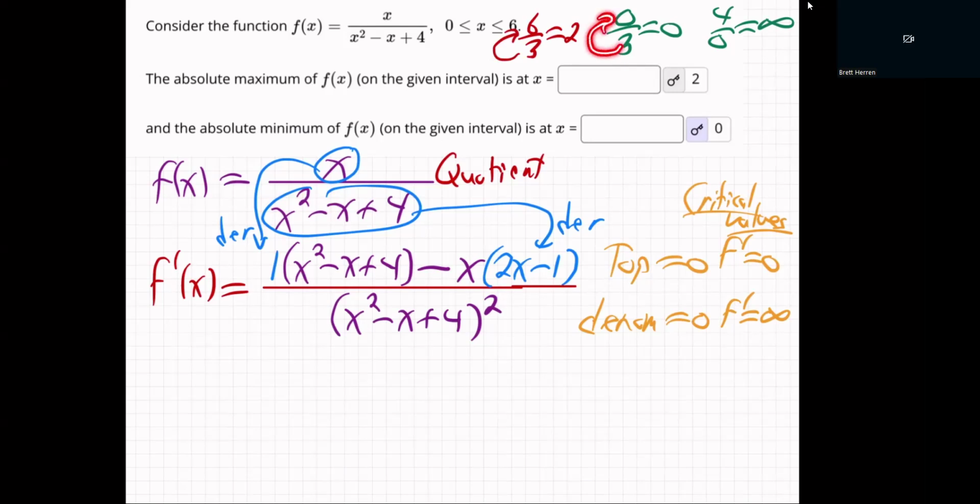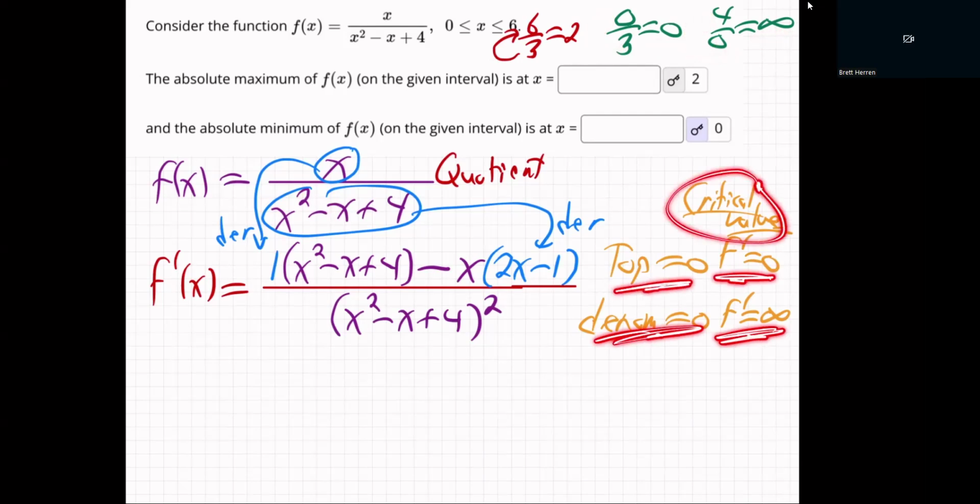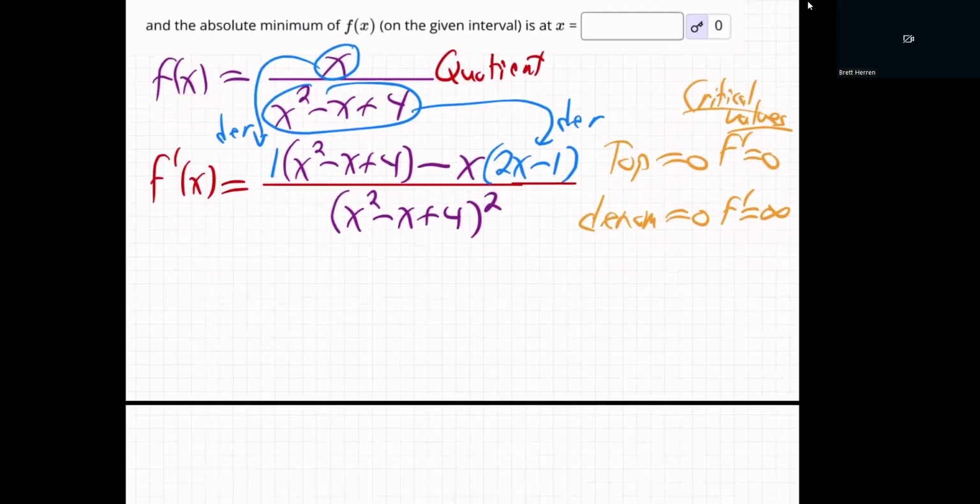So 3 goes into 0 0 times when 0 is in the top. But 0 goes into 4, bottom into top, infinite times. 0 can go in and in and in and in. So you see 0 on the bottom is infinite. So when the denominator is 0, that's going to be infinity. When the top is 0, that's just going to be 0. Either way, it's critical values. We want them both. So I'm going to do them both.